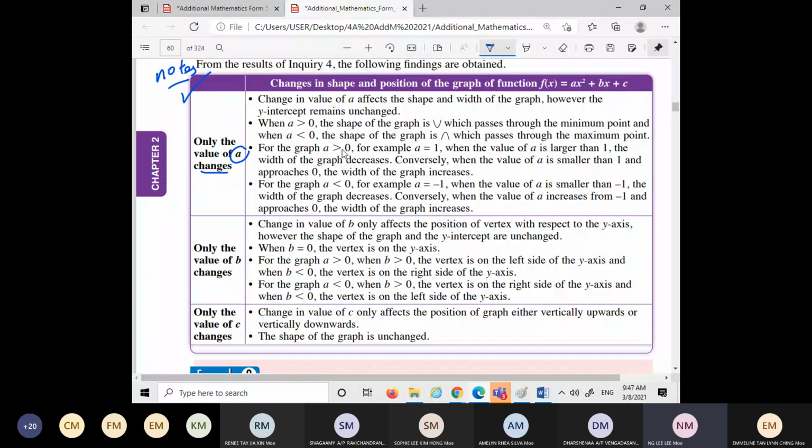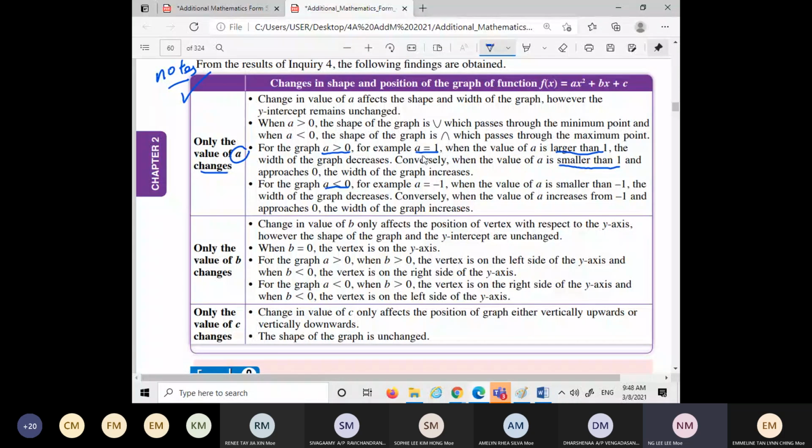For the graph, a is positive, for example a equals 1. When the value of a is larger than 1, the width of the graph decreases. Conversely, when the value of a is smaller than 1 and greater than 0, the width of the graph increases. Here we only consider a greater than 0. So we test around when a is equal to 1. When larger than 1, what will happen? When smaller than 1, what will happen? But it cannot be smaller than 0, smaller than 0 is another case already.